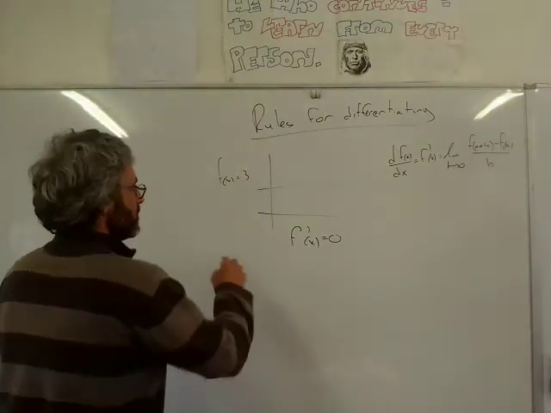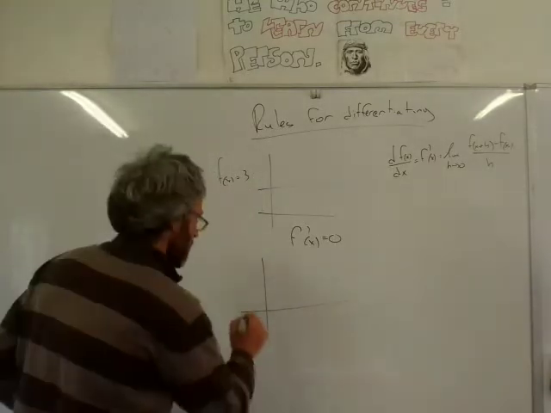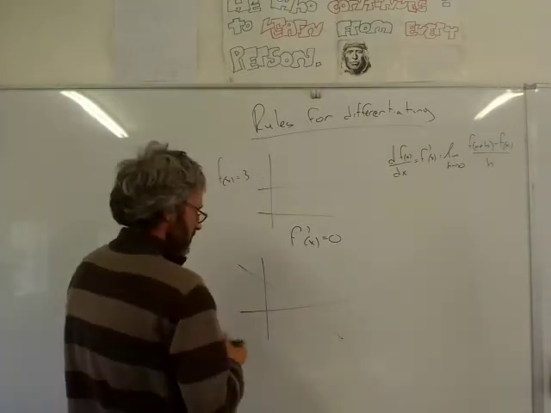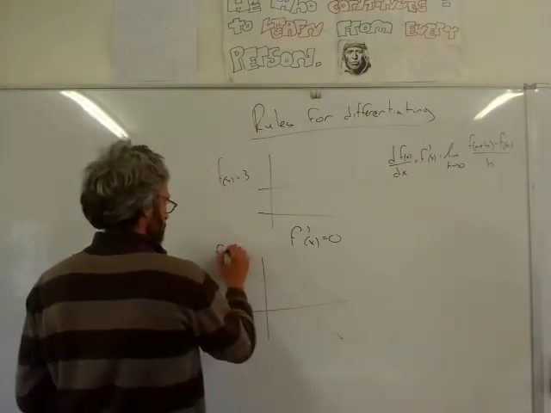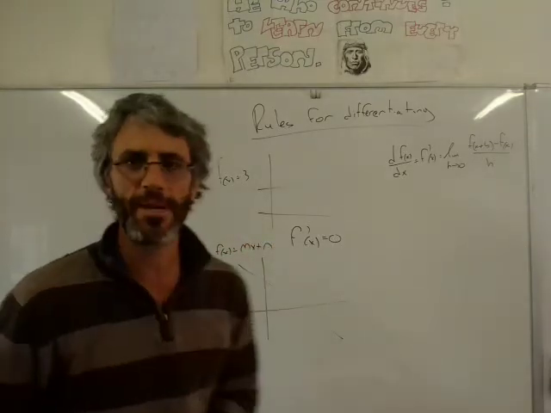Now the next one, let's move to another example. Let's say we have a straight line, something like this. How are we going to write that function? f of x is equal to mx plus n. Okay? y equals mx plus n.